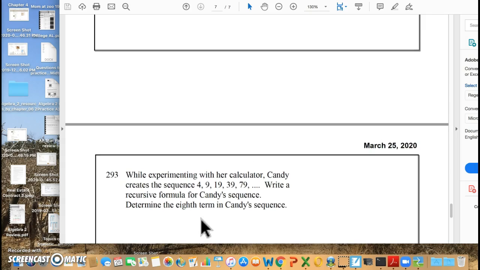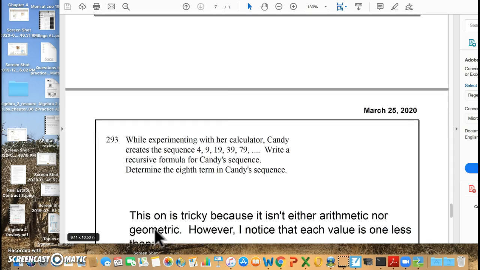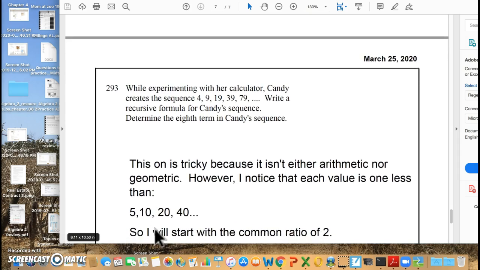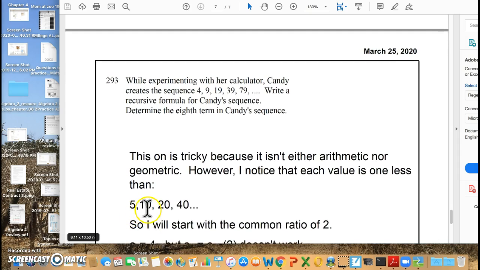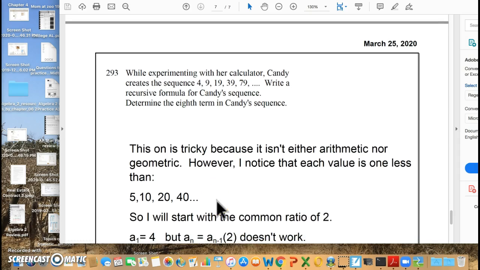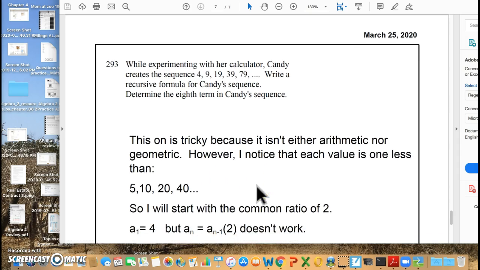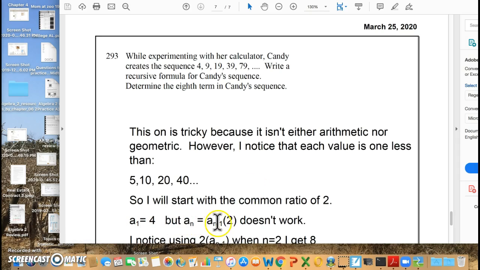This is the last one for today. This is a little tricky. 4, 9, 19. I don't see a common difference and I don't see a common ratio. So this one wouldn't fall exactly into either arithmetic or geometric. However, I noticed that each value is 1 less than 5, 10, 20, 40. So I start with the common ratio of 2. So when I write this down here as my possible recursive formula, it doesn't work.